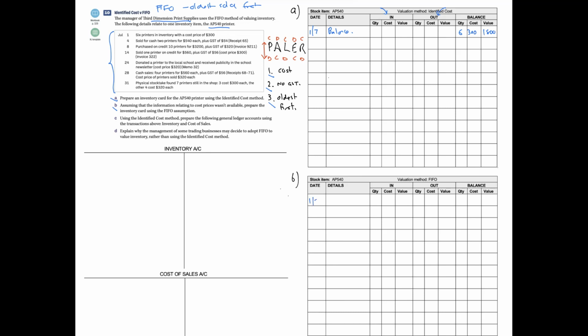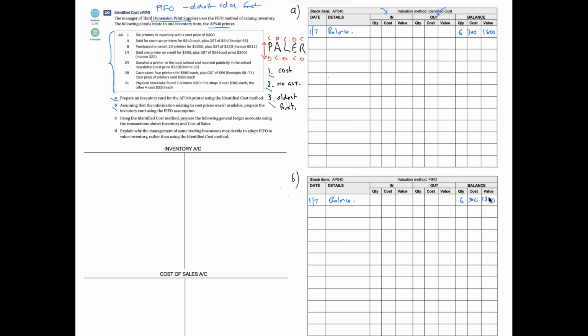This one is the same for both FIFO and identified costs. So in the interest of time, I'm going to do both of them at the same time. But we're not going to do that for any others because I don't think that is a good way to demonstrate these 2 questions. For interest of time, we will do it for this one. I'll do my very best to make it legible, but it is a little bit tricky because it's quite fiddly. We will then move into our July 4 transactions.